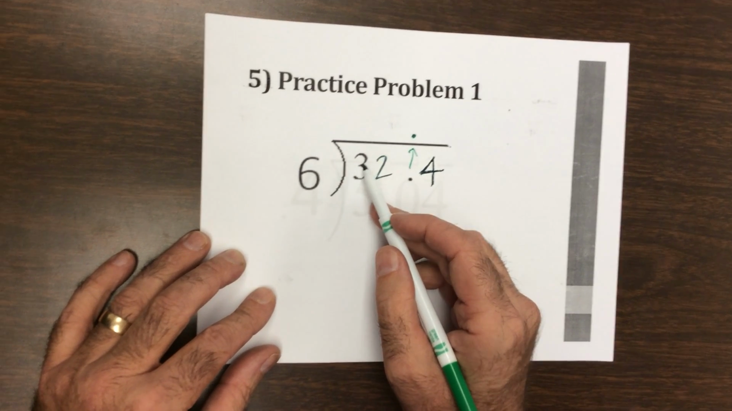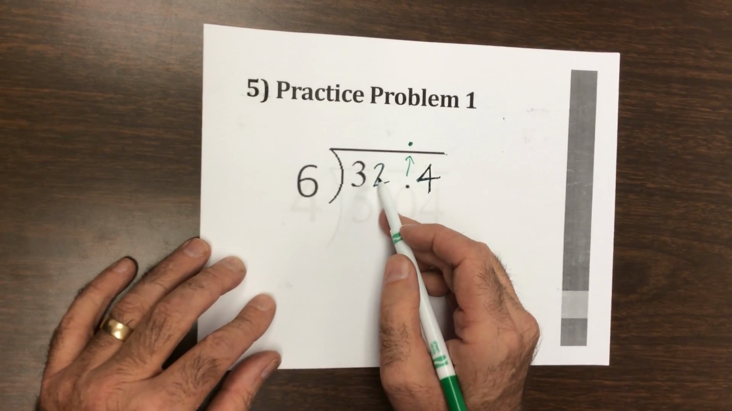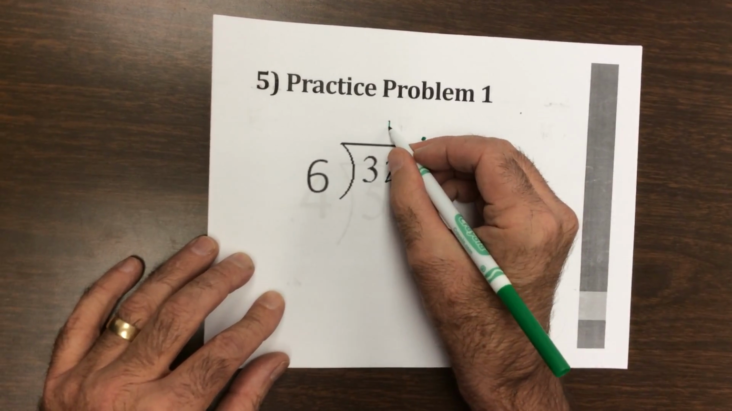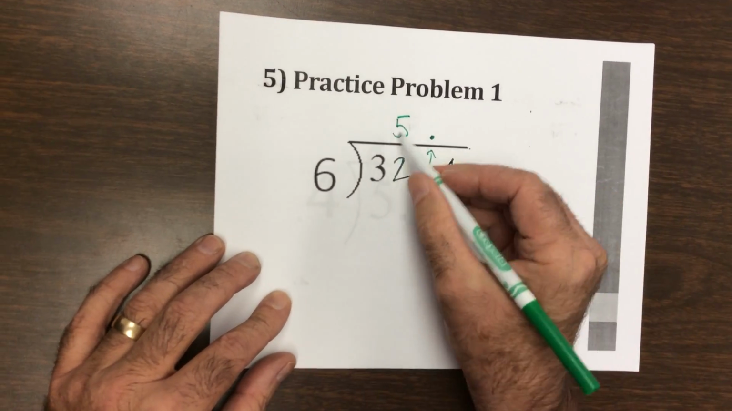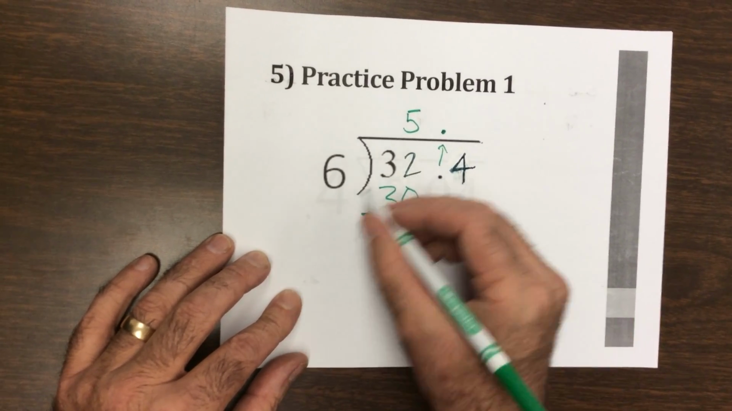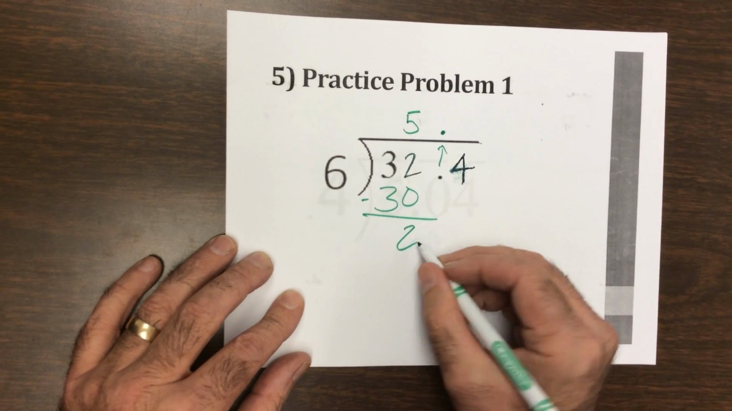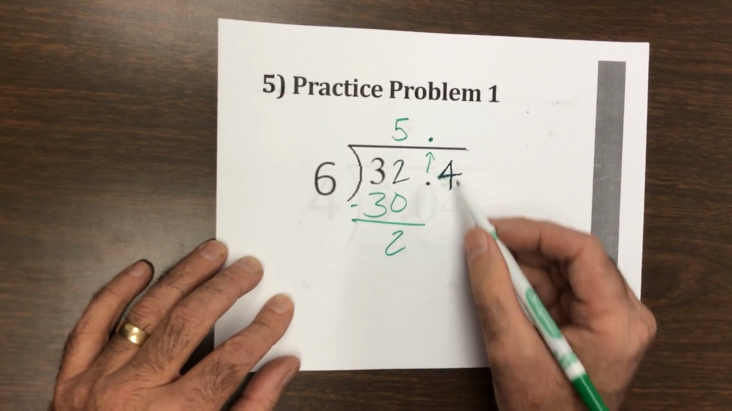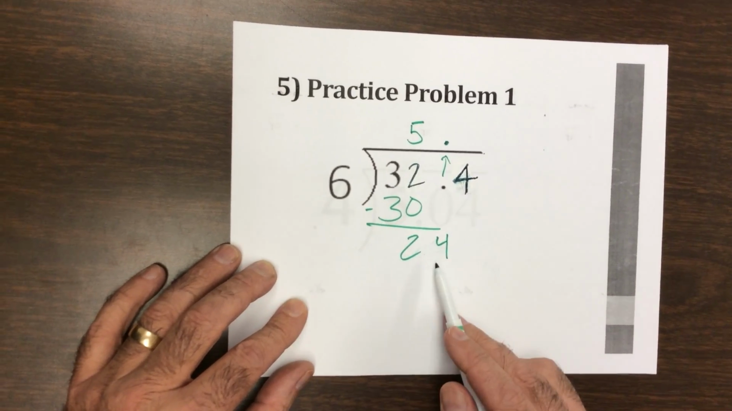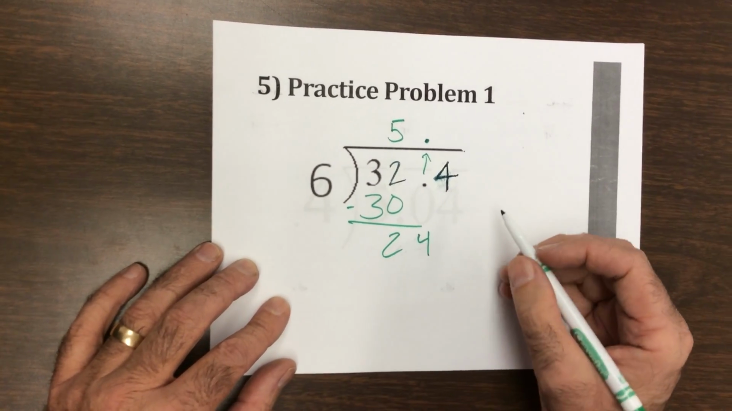6 does not go into 3, but it does go into 32. It goes into 32 5 times. 5 times 6 is 30. 32 minus 30 gives you 2. 6 does not go into 2, so let's go ahead and drop this 4 down. And 6 does go into 24 evenly. It goes in 4 times.